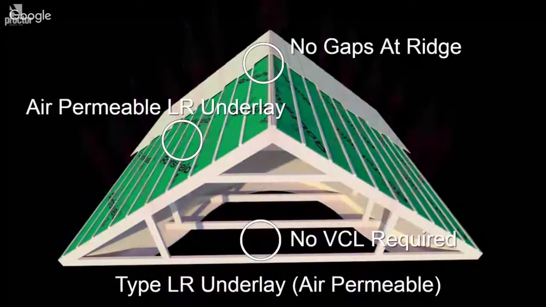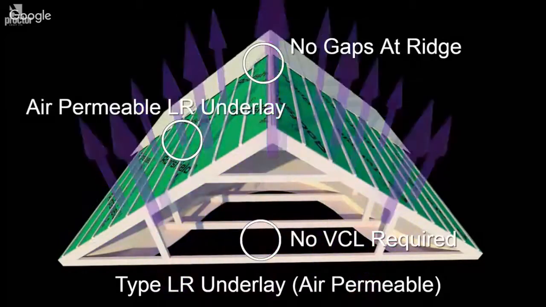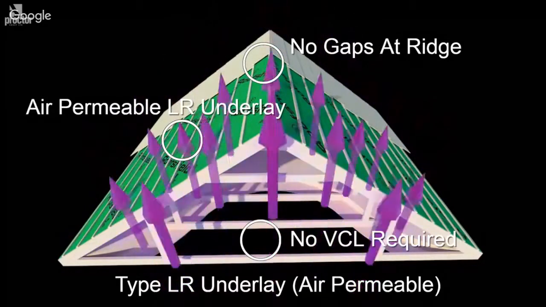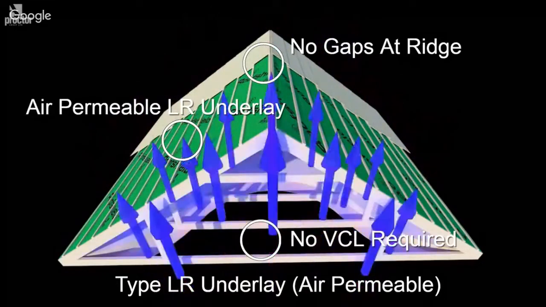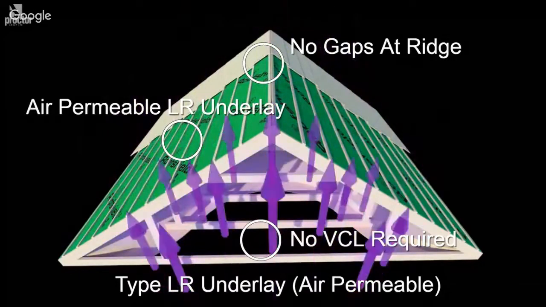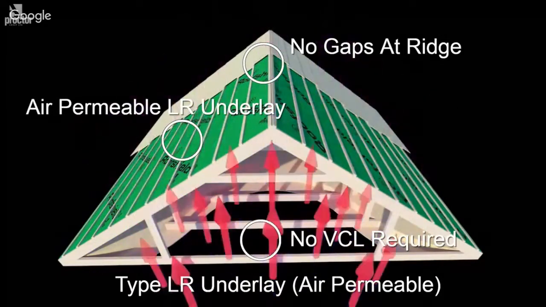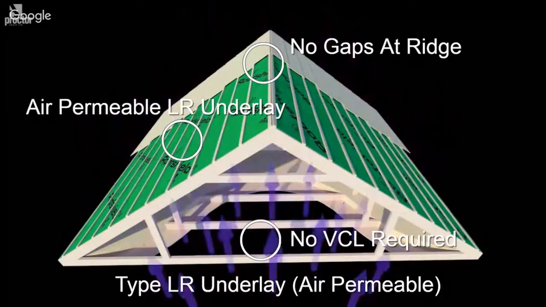By providing, to quote the BBA, a significant additional mechanism for water vapour egress by convection, air permeable membranes can always be used with no additional ventilation, as both air and vapour can move freely throughout the entire roof surface. So essentially, the additional benefits of air permeability mean that no vapour control layer is required at the ceiling level and no openings are required at the ridge.